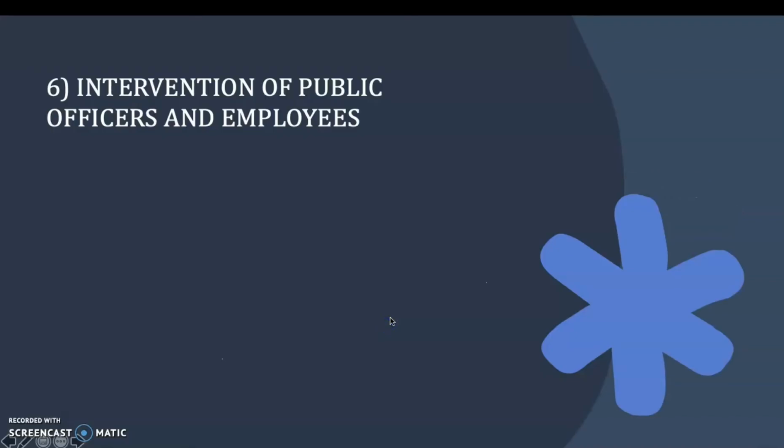Number 6, intervention of public officers and employees. Who is the offender in this case? Any officer or employee in the civil service except those holding political offices. Also, the offender can be any officer, employee, or member of the AFP or any police force, special forces, home defense forces, barangay self-defense units, and all other paramilitary units that now exist or which may hereafter be organized.